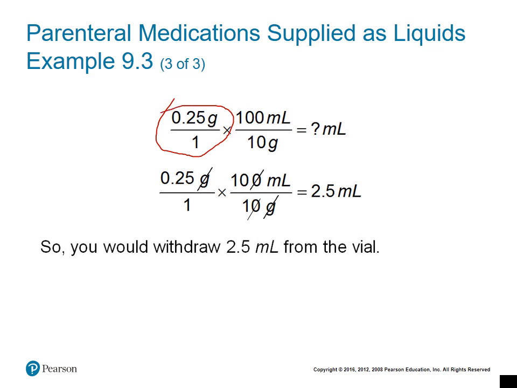0.25 grams. We multiply it by our strength. And notice for our strength, we just use the reciprocal because we want the grams to divide out. We want to be left with milliliters. So we put our grams on the bottom and our milliliters in the numerator on the top. Okay, and the grams divide out. We simplify our fractions and we end up with 2.5 milliliters. So you would withdraw 2.5 milliliters from the vial.